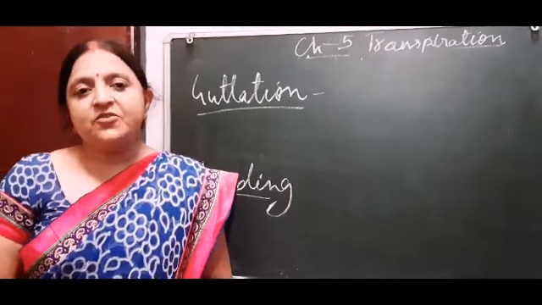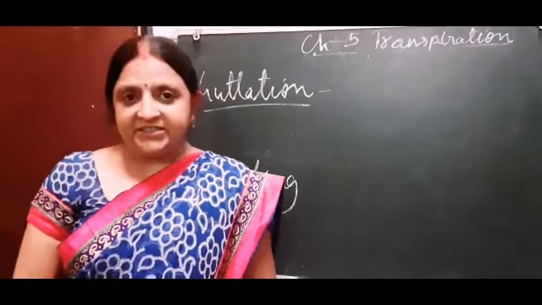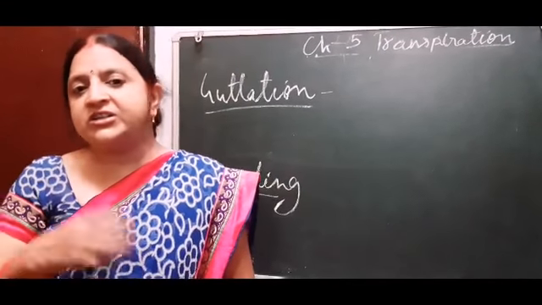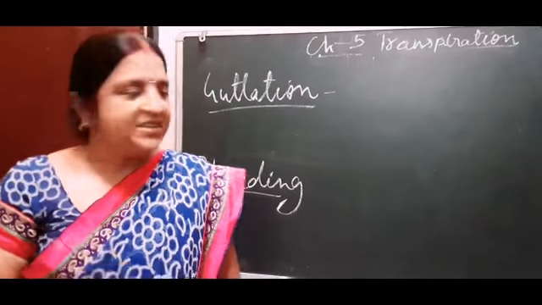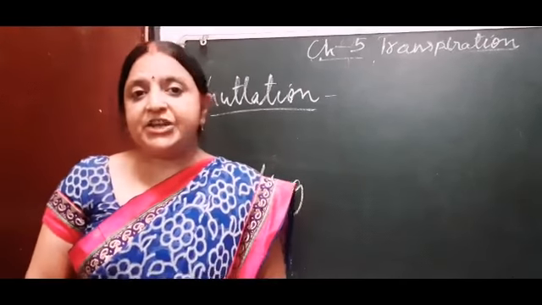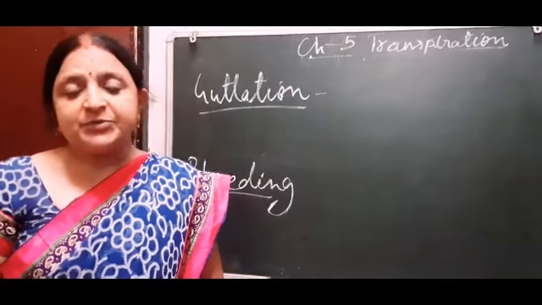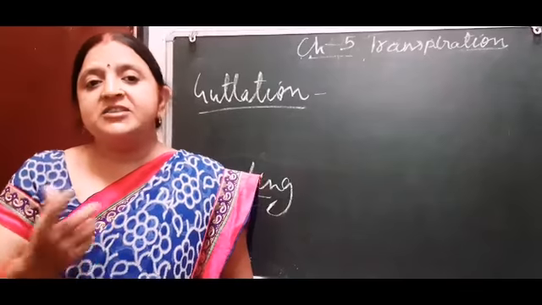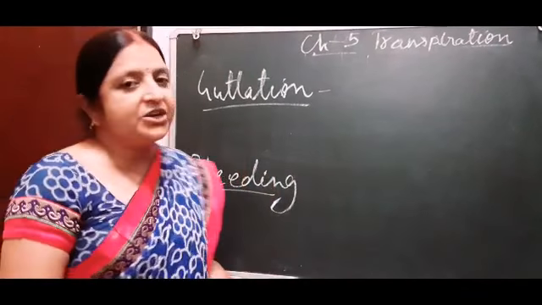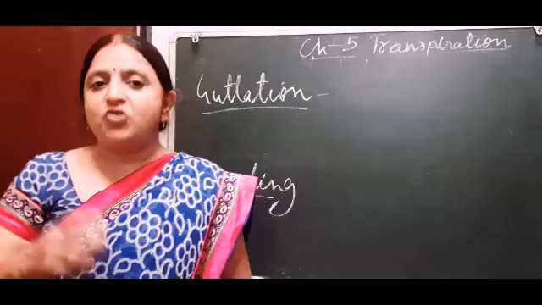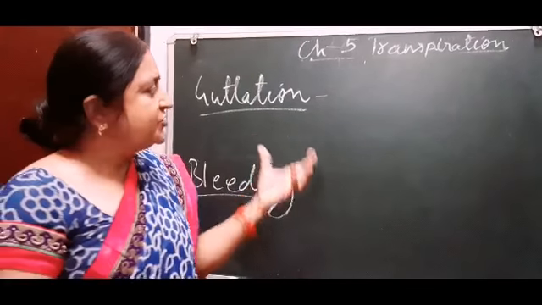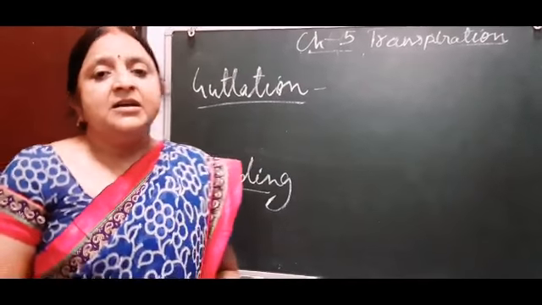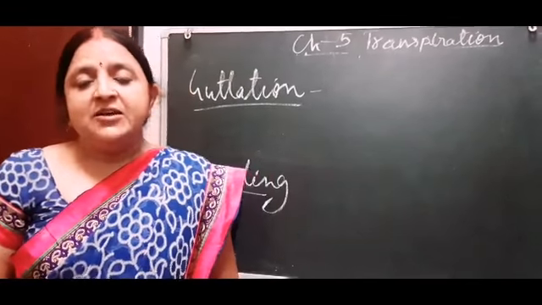Guttation is the loss of water in the form of droplets from the margin of the leaves, not from the stomata, and not water lost in the form of vapors. These are some differences between guttation and transpiration. In transpiration, water is lost from the stomata in the form of water vapor, but in guttation, water is lost in the form of droplets, and this process occurs only at night, not in the daytime. And the water is lost from cells.